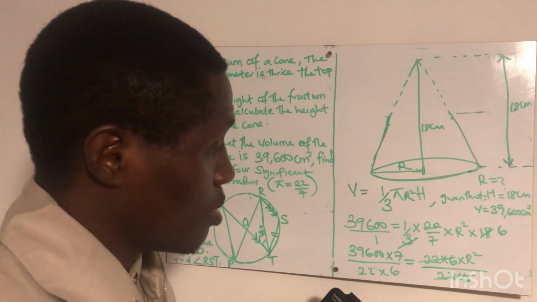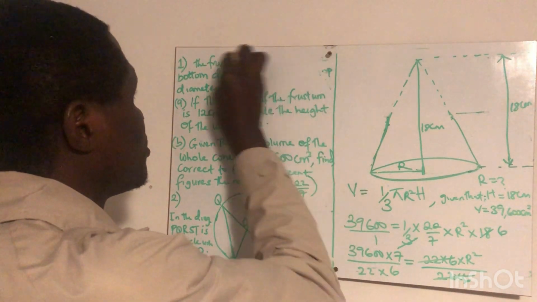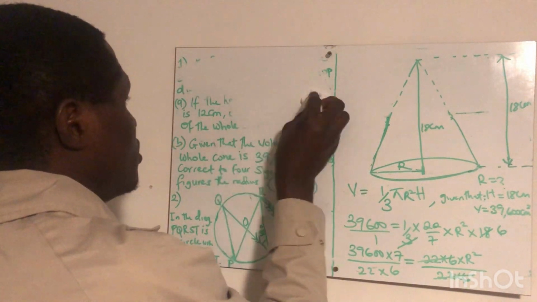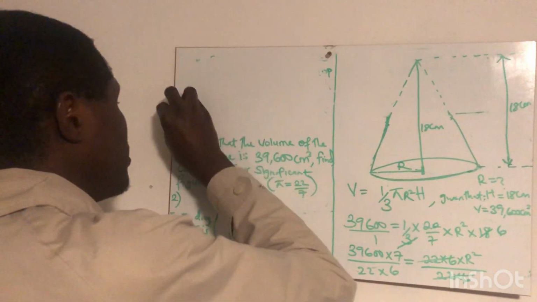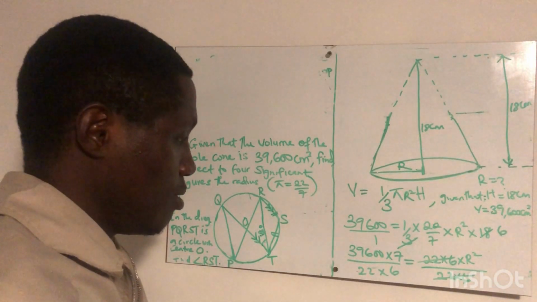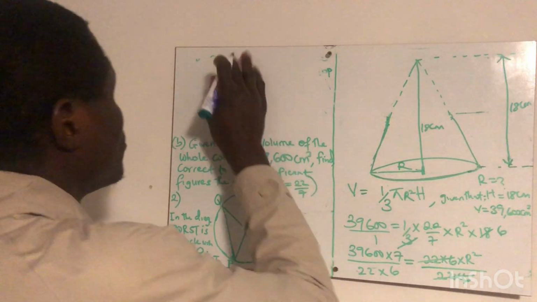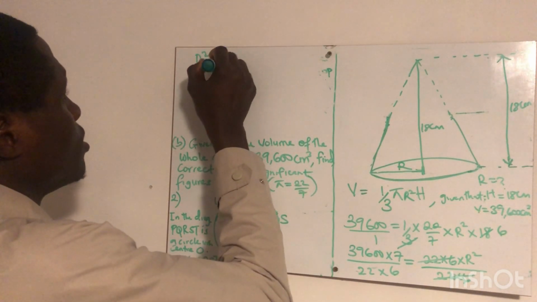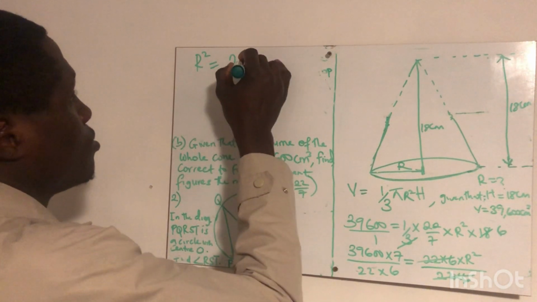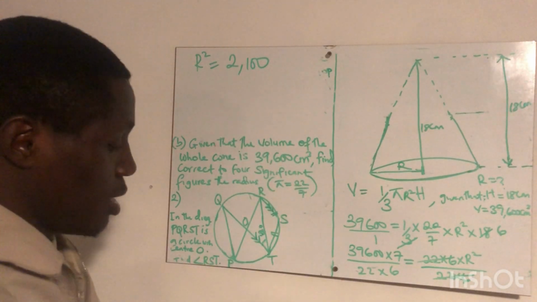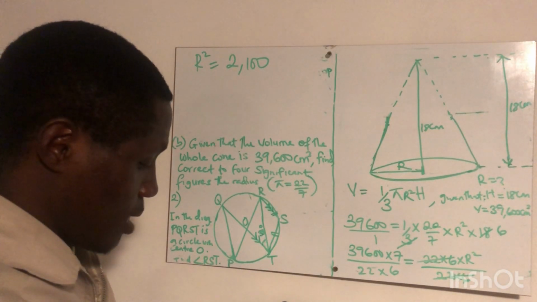Let me clean this. Already I'm through with this. So let me just clean this outside. So I'm having my R squared to be 2100. That's what I get. So that was my answer.